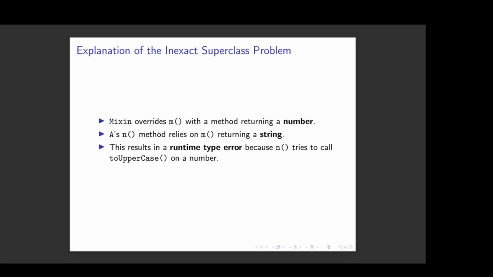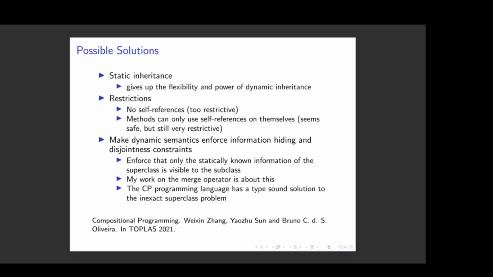You could try to impose some restrictions. You could remove self-references. That would probably be too restrictive. There are some other, perhaps less restrictive things that you could do. And the other thing you could do, and this is one of the lines of work that I work on, is you can try to make the dynamic semantics enforce information hiding and have some other types of constraints, disjointness constraints. And there are solutions along these lines, so I've been working on them.